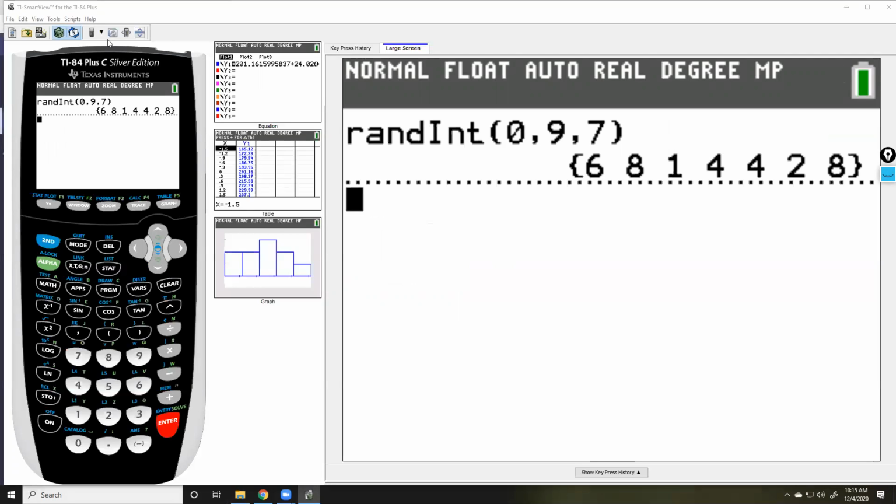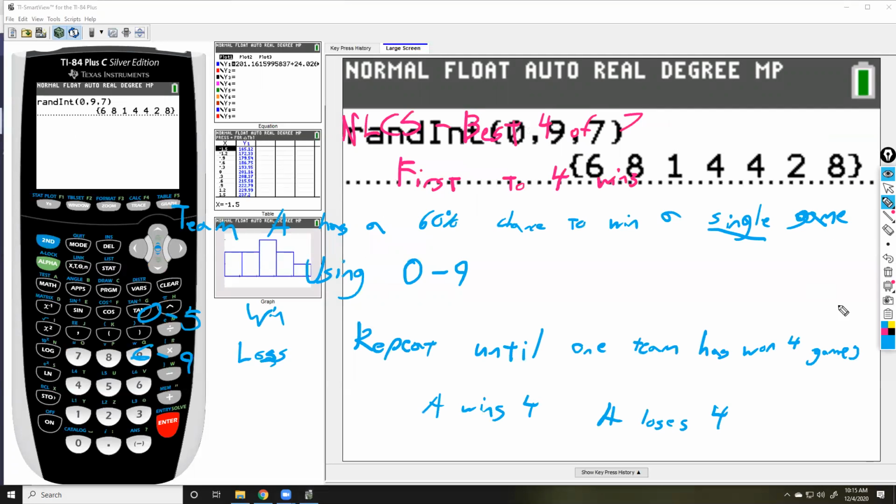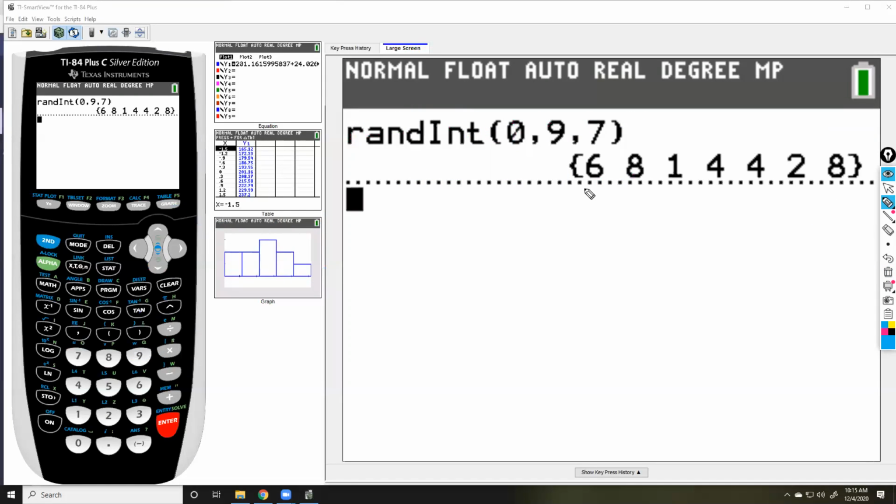So here is my group of random numbers. Yours might be different from mine. Here we'll keep track of wins, winning the series and losing the series. Remember, 6 through 9 is a loss, so this is a loss. This is a loss. We've lost the first 2 games. But then here comes the comeback. 0 through 5 is a win, win, win, win, and they win the series in 6 games.